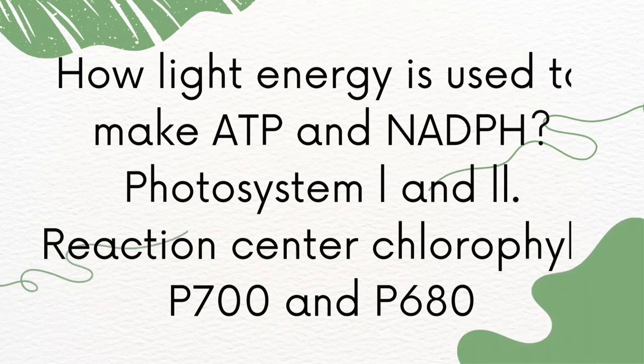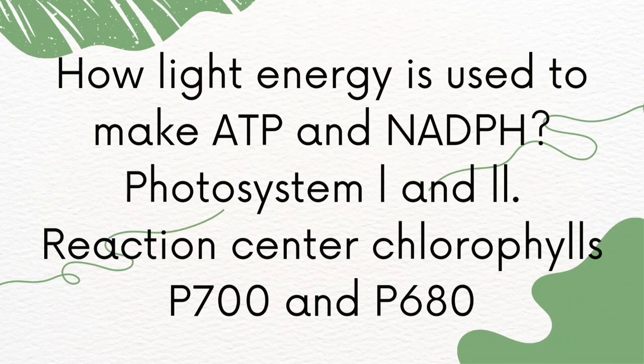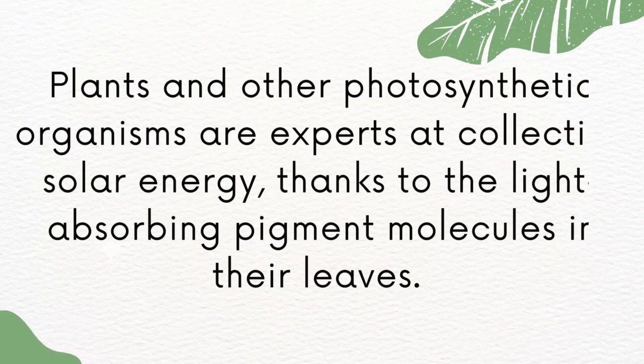Light energy is used to make ATP and NADPH. Photosystem 1 and 2 reaction center chlorophylls P700 and P680. But what happens to the light energy that is absorbed? We don't see plants glowing like light bulbs, but we also know that energy can't just disappear.